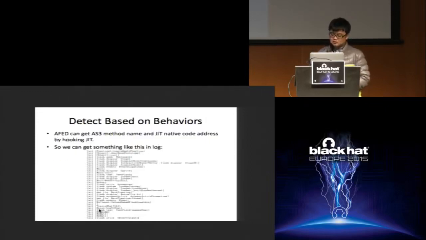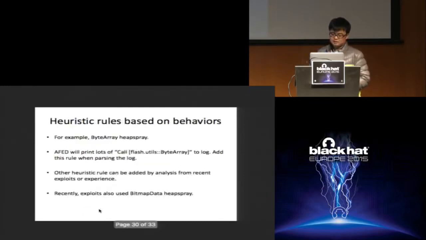I call this the sample's behaviors, because for each base object's function, we can record the behaviors. So I can add heuristic rules based on the behaviors. For example, if an exploit uses byte array heap spray, AFED will print lots of core flash utils byte array to the log file, because this is the constructor. So when parsing the log file, I can add a rule to detect the byte array heap spray.